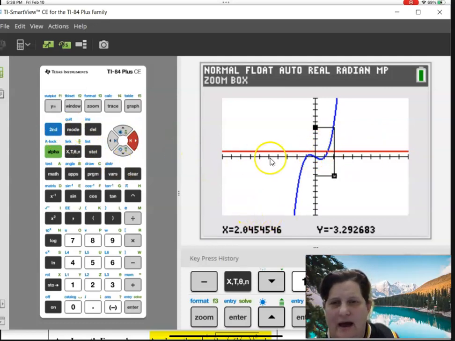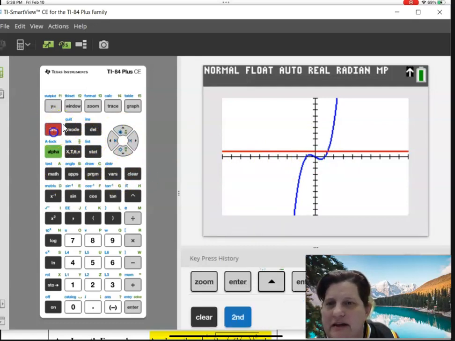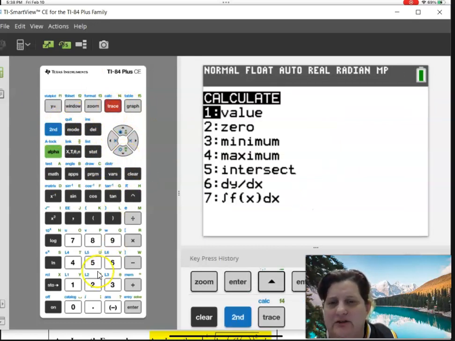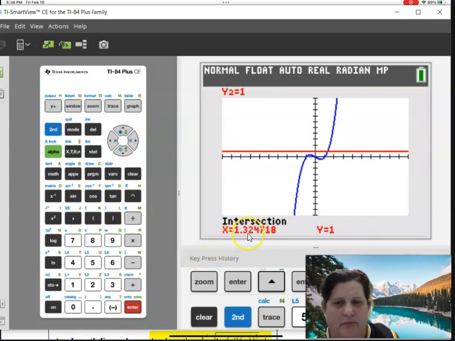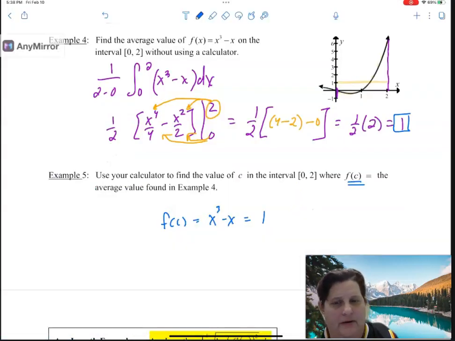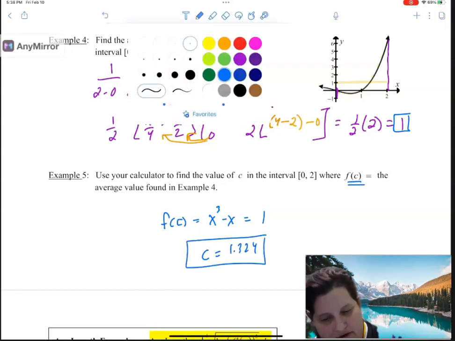All right, so let me go ahead and get rid of that and calculate the intersect between these two. And I get the intersection is 1.324. So what this is saying is there is some number C where it actually equals the average height.